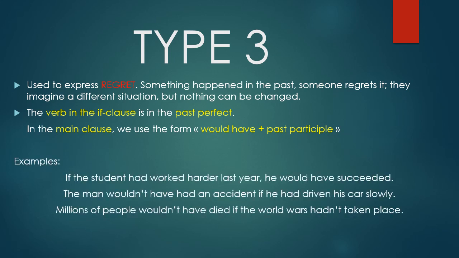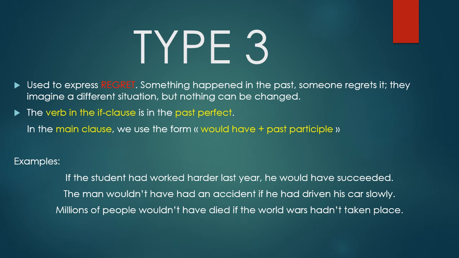Okay, so here are some examples of conditional type 3, and remember, it's used to express regret, when we regret doing or not doing something in the past. So number one, if the student had worked harder last year, he would have succeeded. So we know, last year the student didn't work hard, so as a result he did not succeed, but here we just express regret.